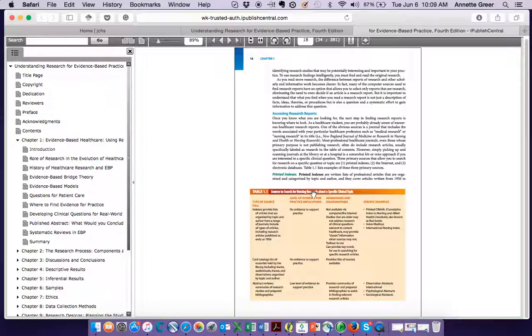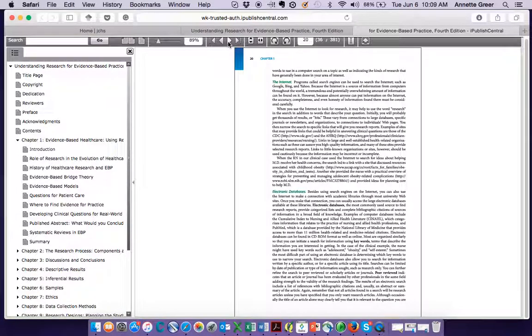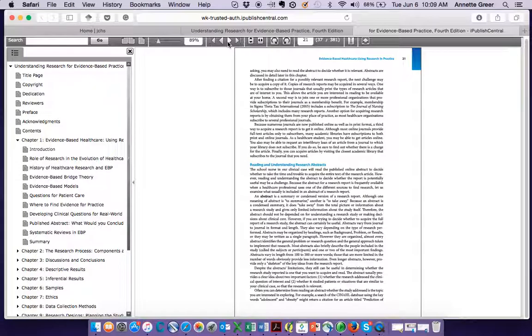Sources to search for nursing research. You can bet there may be a question on the exam about what the sources are. More sources. And remember, take time to go to the library and use CINAHL, use those sources you've been taught.